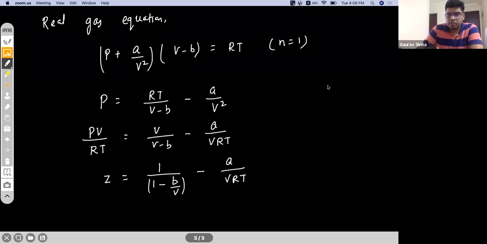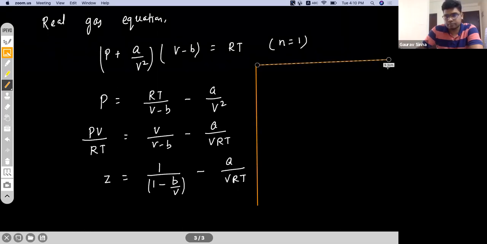Okay. Now you see this term that we have, 1 by 1 minus b by V. So I'm considering b by V as X. So look at this here. We have 1 by 1 minus X, where X is nothing but b by V.